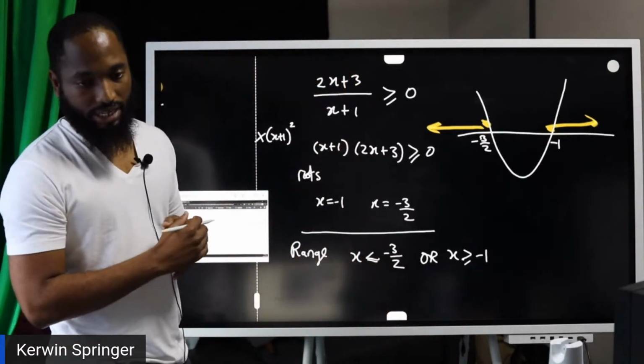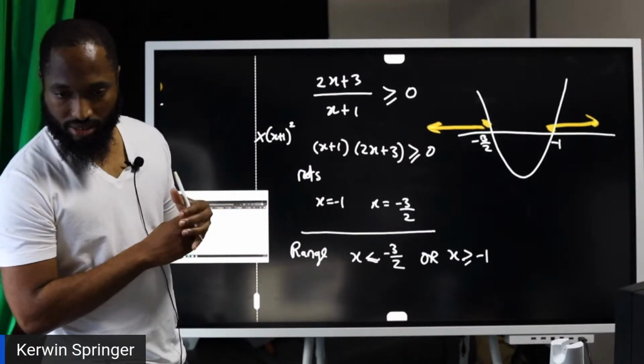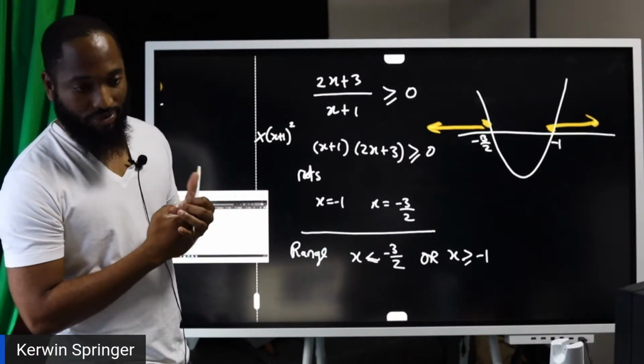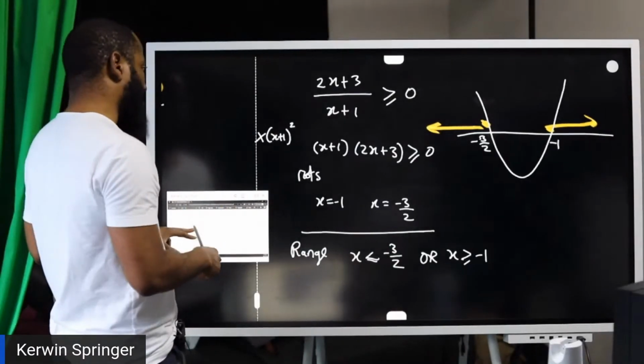We expect to get answers that are more than or equal to 0. Yeah, I can't believe they're getting 4 marks for this.